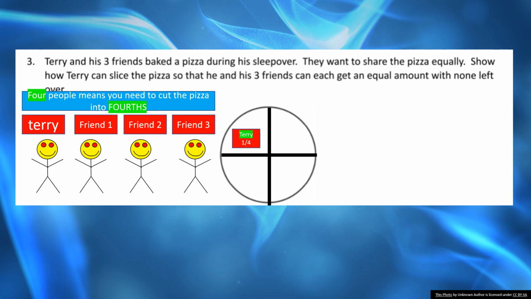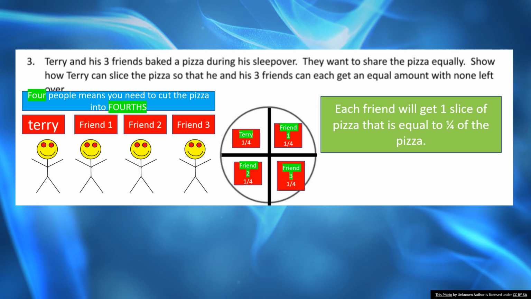So that means that Terry gets 1 out of the 4 pieces. Friend 1 gets 1 out of the 4 pieces. Friend 2 gets 1 out of the 4 pieces. And friend 3 gets 1 out of the 4 pieces. Which means that each friend will get 1 slice of pizza that is equal to 1/4 of the pizza. So when you write all of your information down, make sure that your answer looks as close to mine as possible, okay? Because that is a complete explanation. And if you need to pause the video to write everything down, go ahead and do so now.